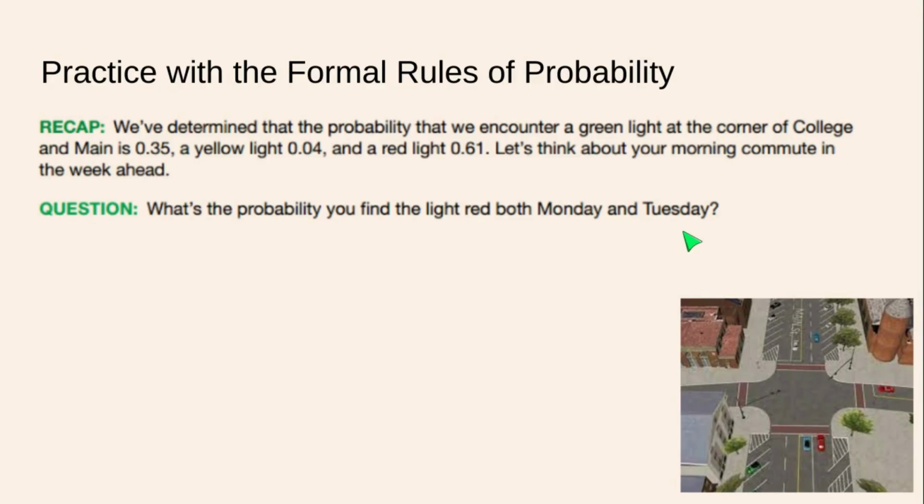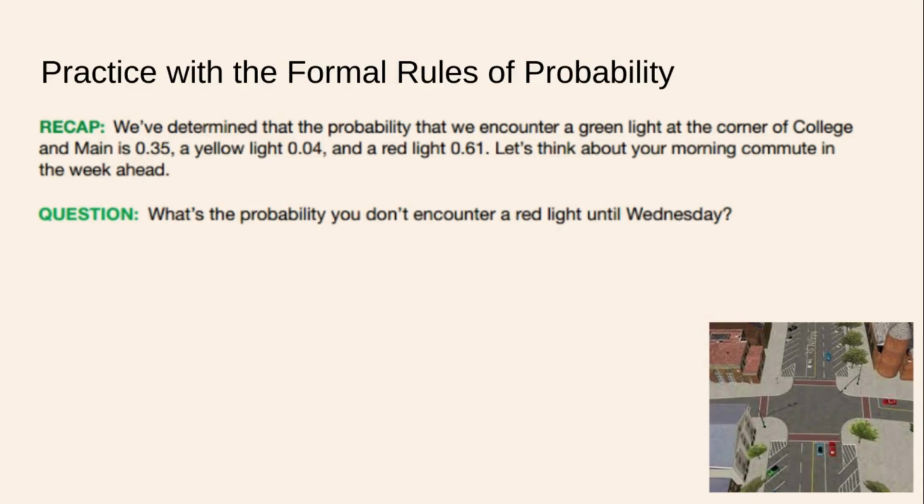Okay, I'll assume we're ready to continue. So the probability of red and red is going to be 0.61 times 0.61. That's because red on Monday and red on Tuesday are independent events. Landing at a red light on Monday does not affect the odds of landing at a red light on Tuesday, at least not that we are aware. So we would say 0.61 times 0.61, and we would get 0.372. So that would be the probability of reds on Monday and Tuesday.